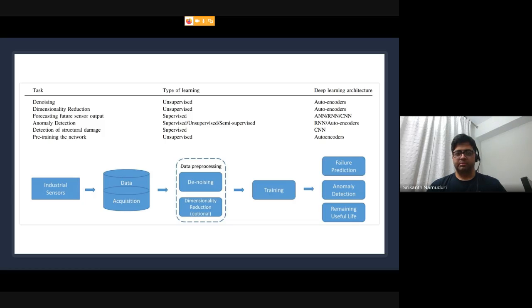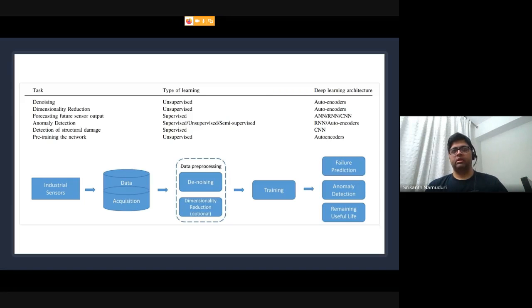In some cases, some networks can handle it. In some cases, if the training of a neural network is happening on a resource constrained device, like on the edge, for example, and not on a workstation, in that case, we want to reduce the dimensionality. We want to go from 300 variables to maybe 5 variables. That's where dimensionality reduction techniques can help. And once we have trained the network, we can use it for applications such as predicting failures, anomaly detection, and predicting the remaining useful life of a device or equipment.